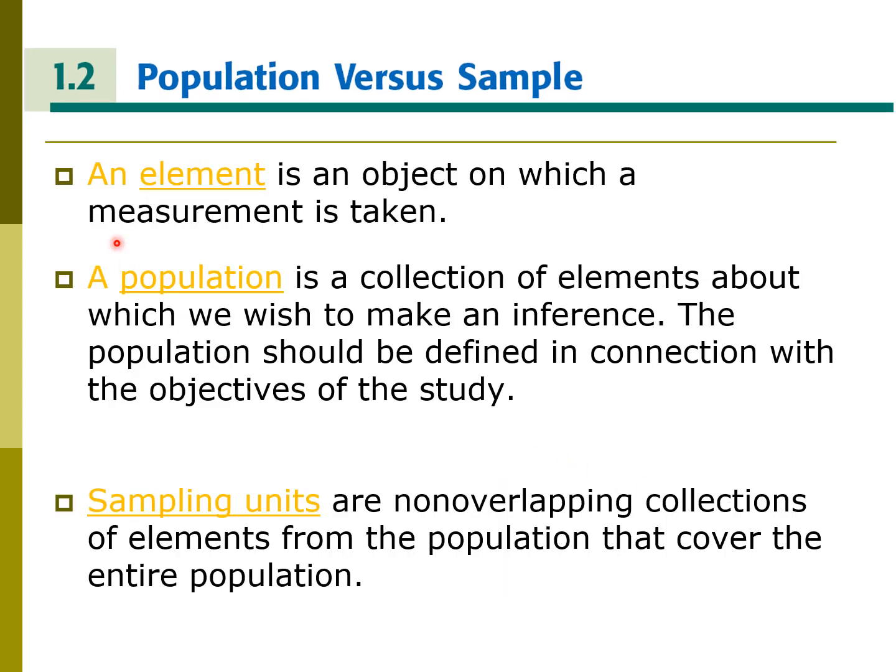We have what we call element. Element is just an object on which a measurement is taken. We have already looked at population, and this is a different definition. There is also what we call the sampling unit, which involves a non-overlapping collection of elements from the population that covers the entire population. The key word here, collection of what? Element. We have already studied what element is.